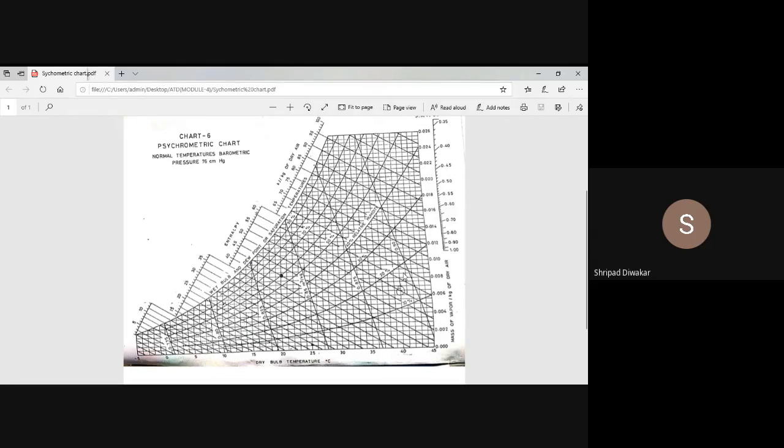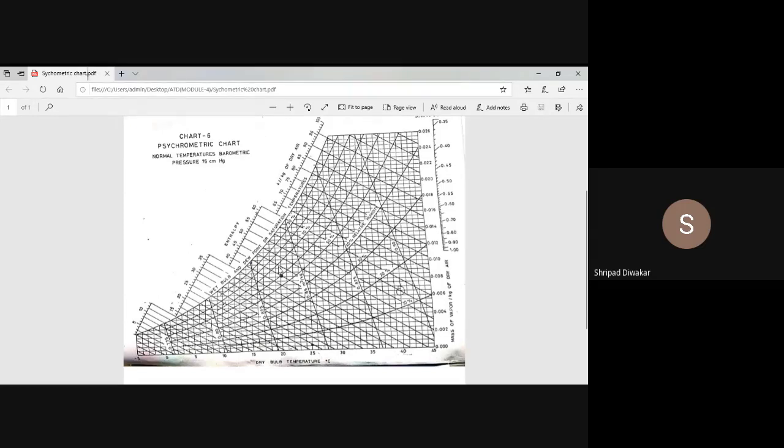So the temperature at which the moist air gets condensed. Condensation means what? The changing of the phase into the liquid state. That is called the dew point temperature. The abbreviation is DPT. DBT is dry bulb temperature, WBT is wet bulb temperature, and DPT is dew point temperature. Now once again, you have to take DPT on the saturation curve only.